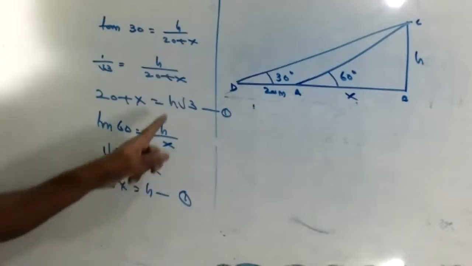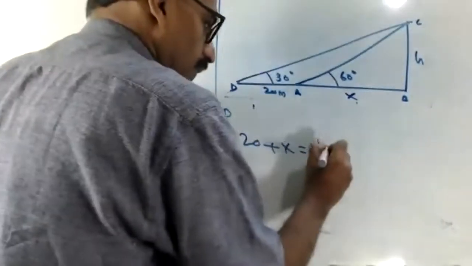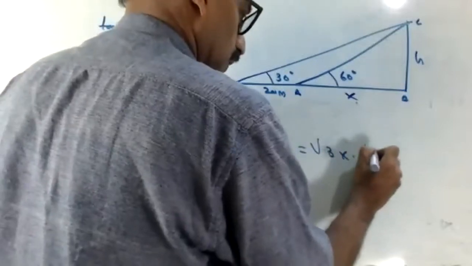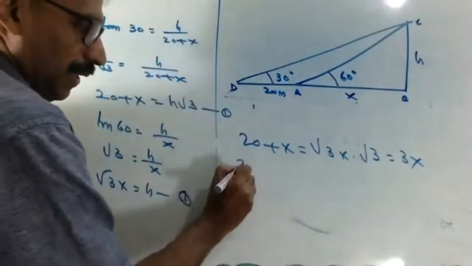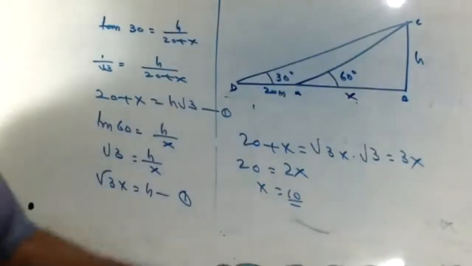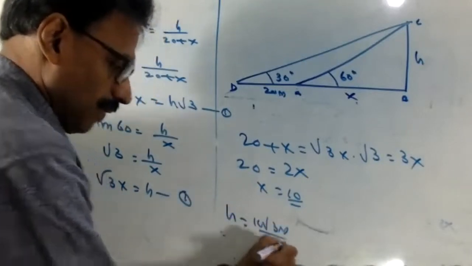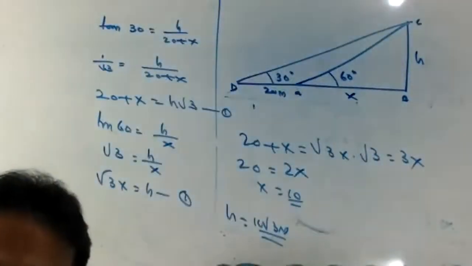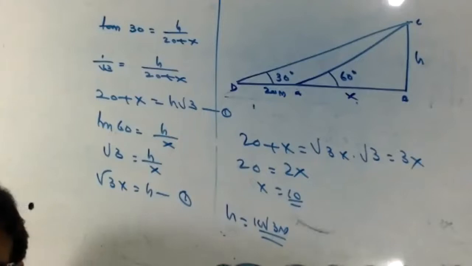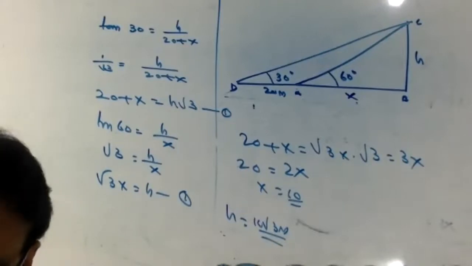Now instead of h, we write 20 plus x equal to root 3 x into root 3, that is equal to 3x. Then 20 equal to 2x, x equal to 10. That means the width of the river is 10 meters. Then the height: substitute in 1, h equal to 10 root 3 meters. If the root 3 value is given, you are supposed to write it, maybe 1.73 or 1.732, depending on the question.